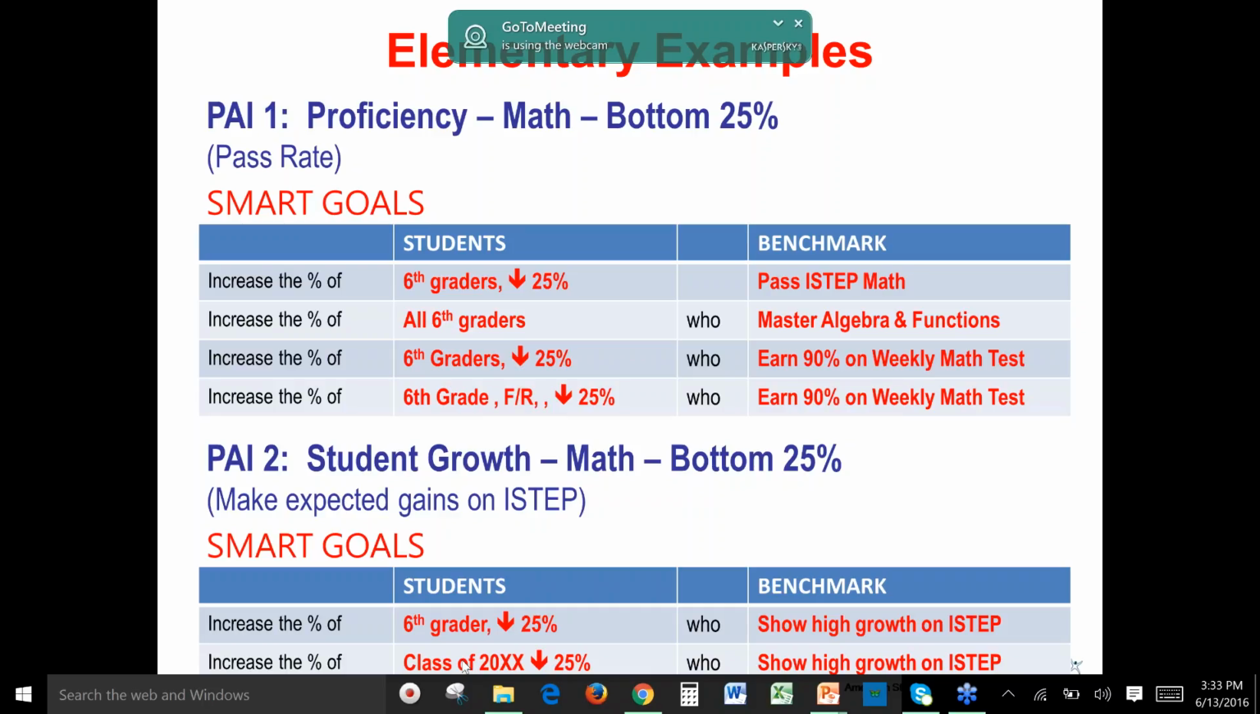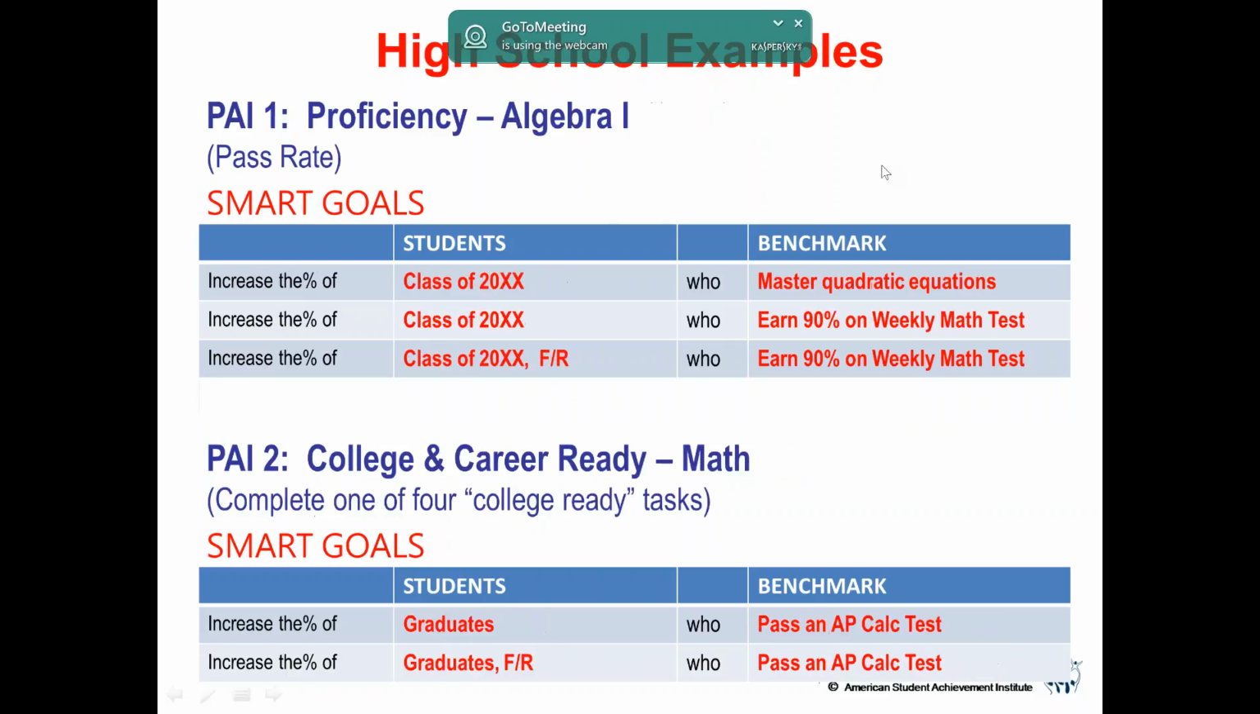So something to think about as you look at goals. When you're looking at your student groups, you'll want to think about whether you are going to compare sixth grade to sixth grade to sixth grade, or whether you want to start with one class and look at that vertical comparison, going third to fourth to fifth to sixth grade. Okay, so there are some elementary examples. Here are some high school examples. This might be a PAI. The broad area is to look at proficiency in Algebra 1, so the pass rate in the Algebra 1 end of course assessment.